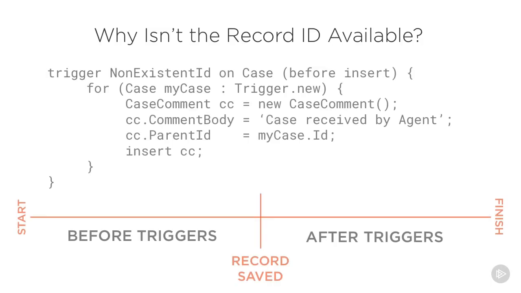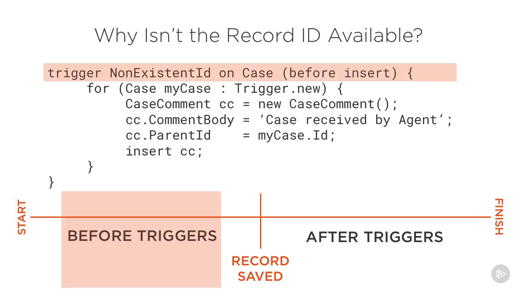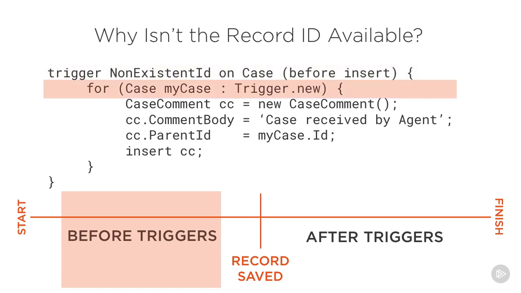Let's see why we're getting the missing parent ID error by going through this trigger line by line with our trusty database event timeline accompanying us. First, a case is created somewhere in our Salesforce. This kicks off our before trigger, and we start to execute its code. The trigger loop begins. We create a new case comment.